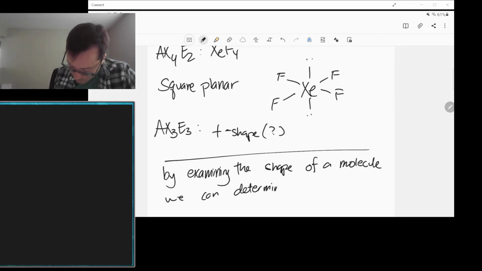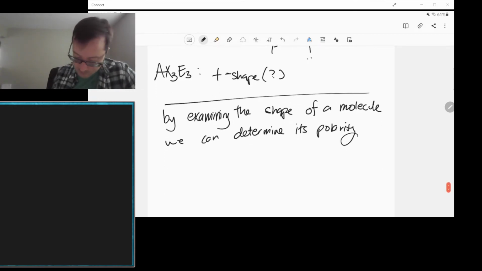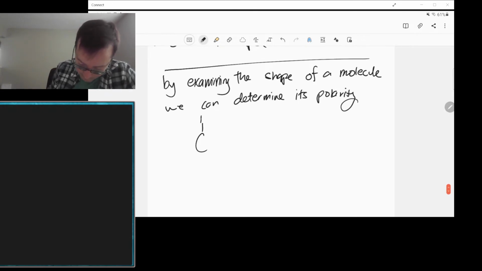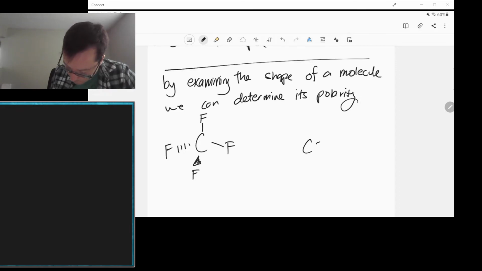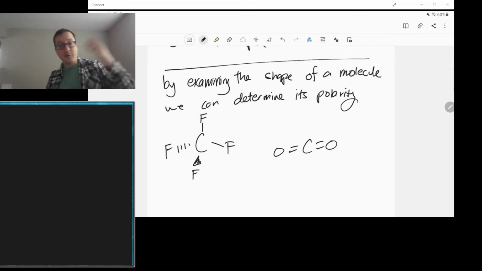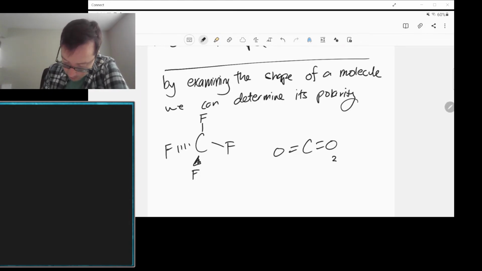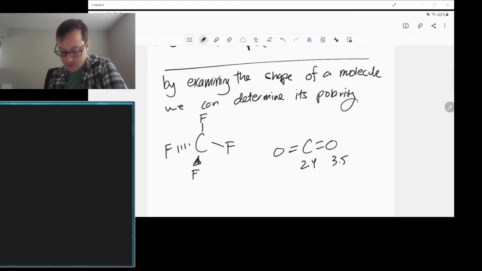We can determine its polarity. So let's take a look. And in fact, I'm going to start with an easier example. We'll start with CO2. If we want to evaluate what type of bond a C-O bond is, we would look at their electronegativities and we would subtract them. We'd say, 3.5 minus 2.5.